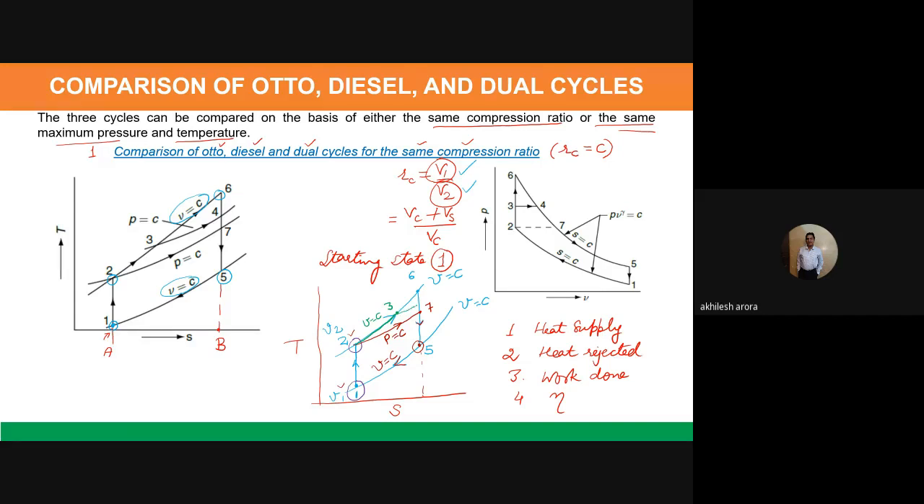So that is how I can draw the dual cycle. And after point number 4, once again the process is 4 to 5, which is the reversible adiabatic expansion, and then 5 to 1, which is the heat rejection at constant volume. This is how we can draw all three cycles on a single TS diagram, because we want to compare these cycles. So is this part clear to you?